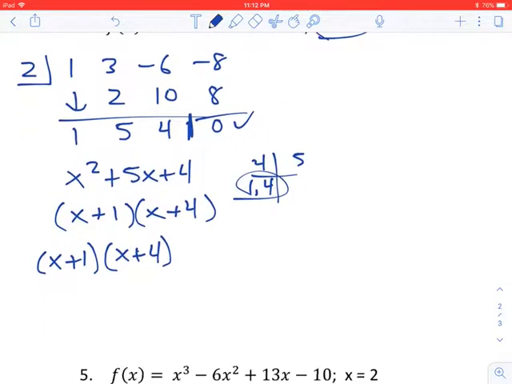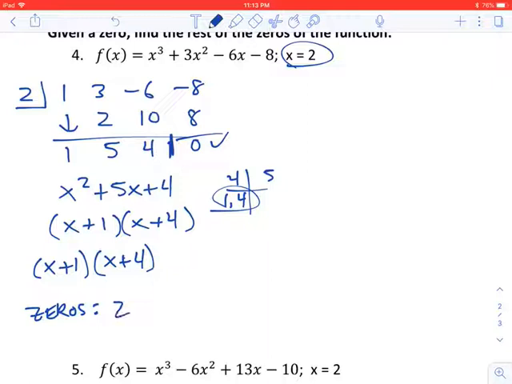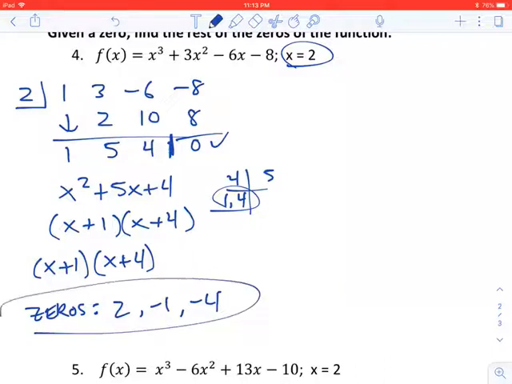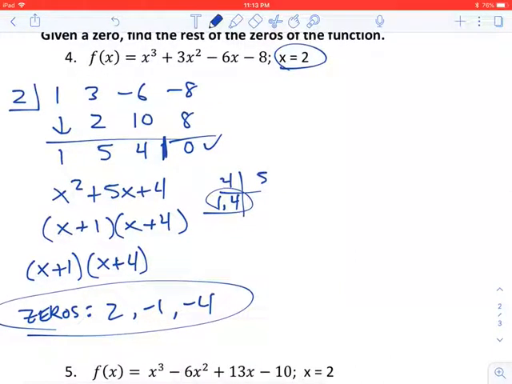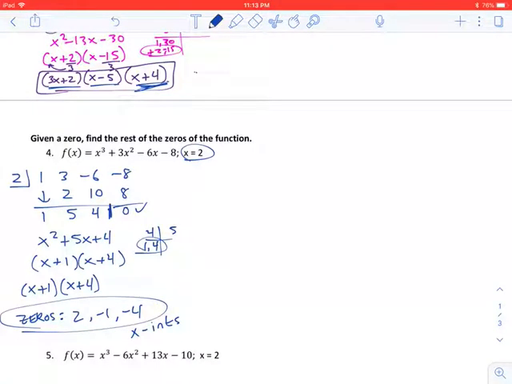I can just say, okay, the zeros are the original x equals 2 from the top, negative 1 and negative 4, because I'm just setting each of these equal to 0 and solving, which means it's just the opposite sign. So if those are the zeros, those are also the x-intercepts. Okay? These are the x-intercepts of my graph.